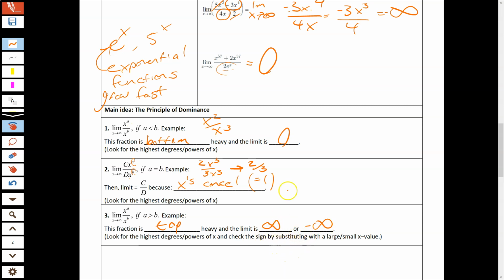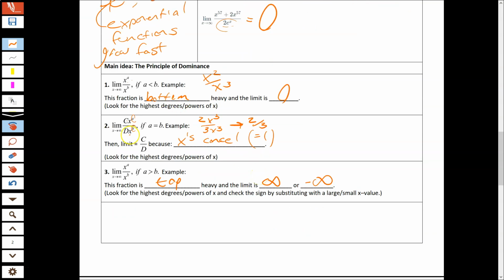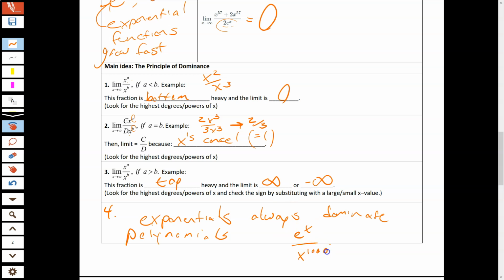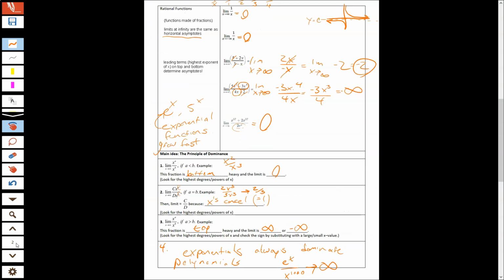And then the last thing we're going to add, this will be rule 4, exponential functions always dominate. Okay, so for example, e to the x over x to the 1 million, we'll say 1,000 because I don't want to write that many zeros, approaches infinity because e to the x will always grow faster. So there are your limits to infinity.